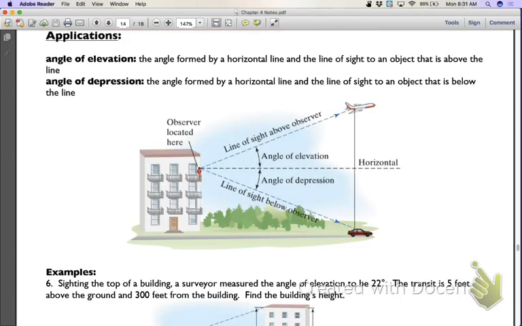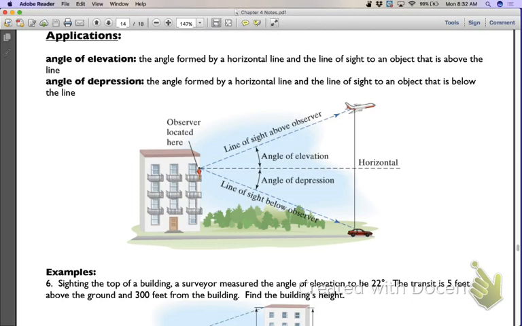Now, you should have done this in your geometry class a couple years ago with angle of elevation and angle of depression. Angle of elevation is the angle formed by a horizontal line and a line of sight to an object that is above that line. Whenever you are standing somewhere, you have a line of sight straight out. Everything above that line is your angle of elevation.